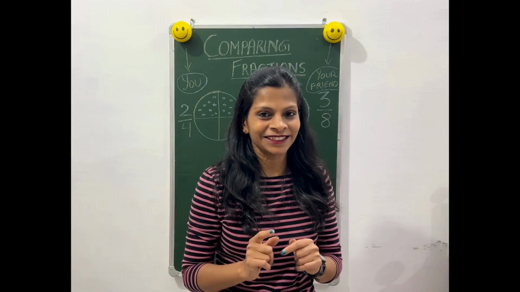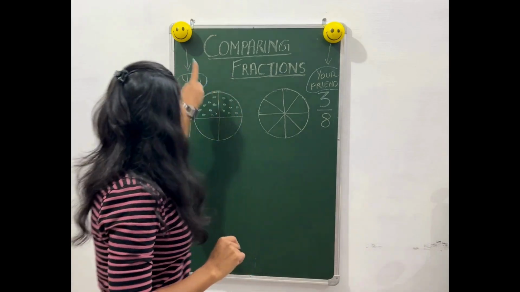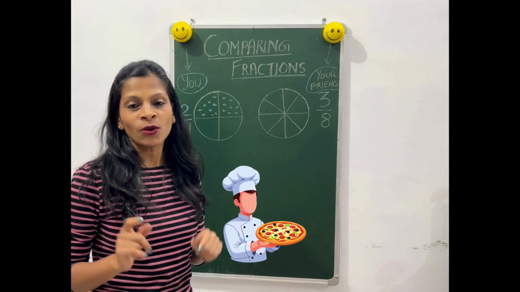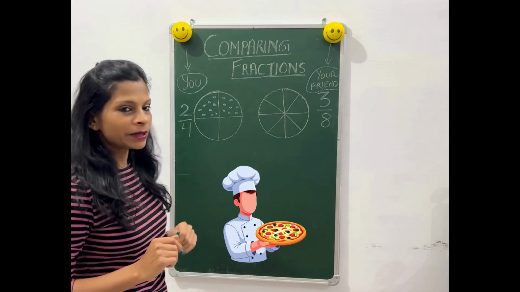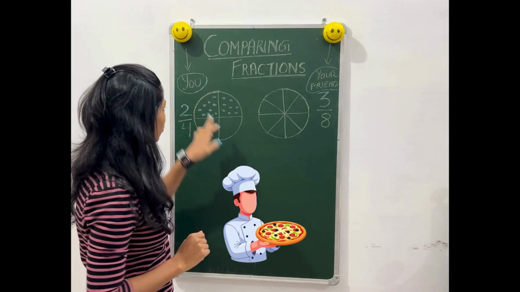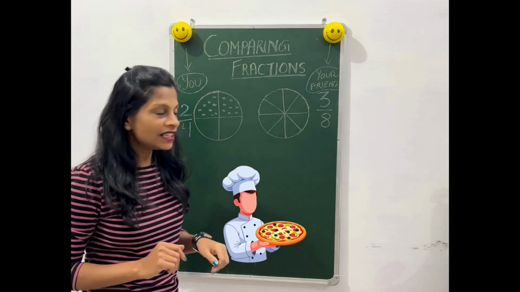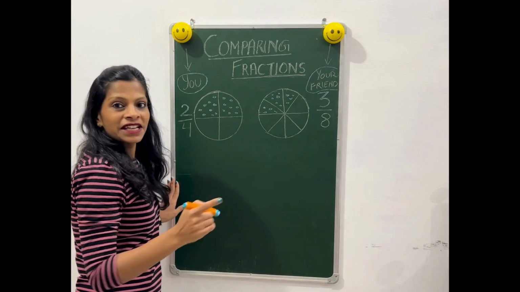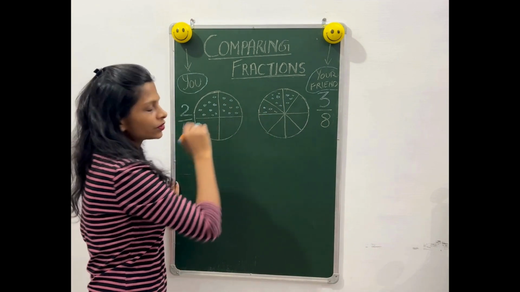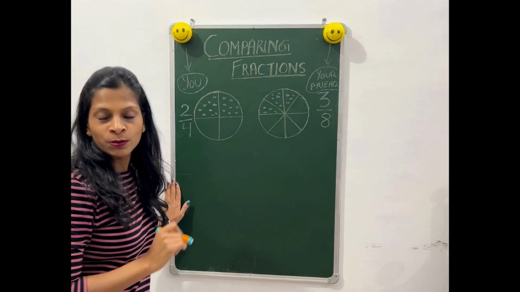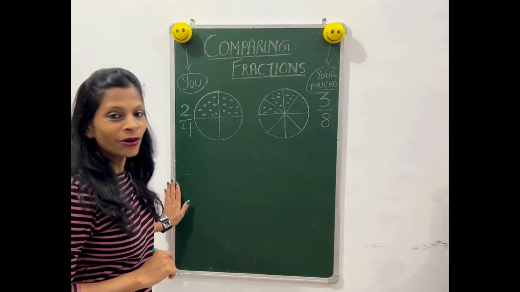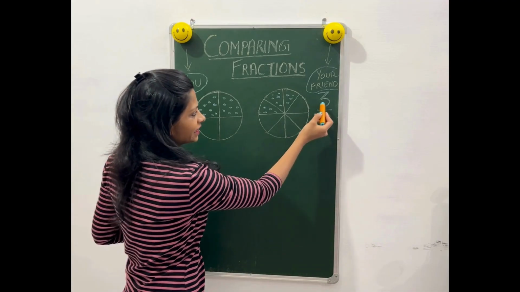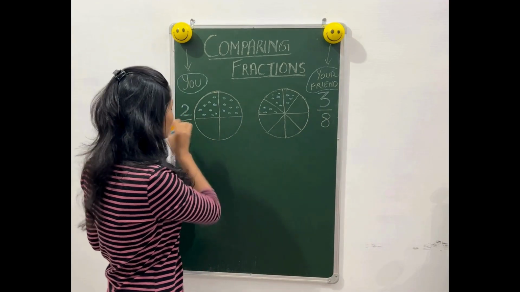Let's say you and your friend go to a pizza shop and order a pizza. Now the pizza man gives you two pizzas, one to you and one to your friend. Now you ate 2 out of the 4 slices and your friend ate 3 out of the 8 slices. And now you both are discussing who ate more. And the discussion is not ending because it seems that 3 is bigger than 2.